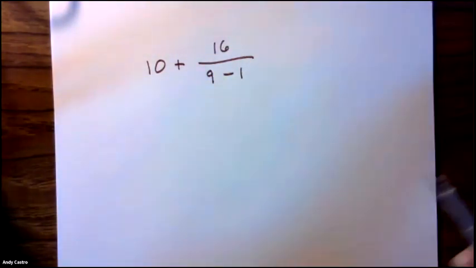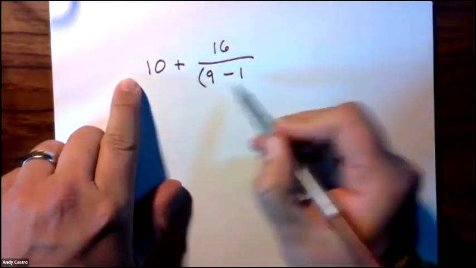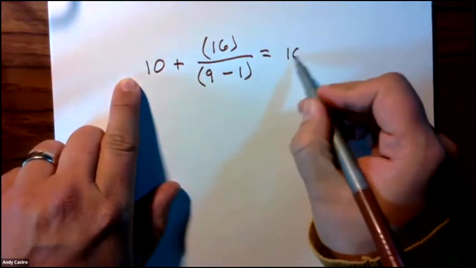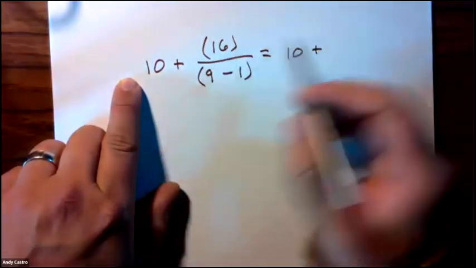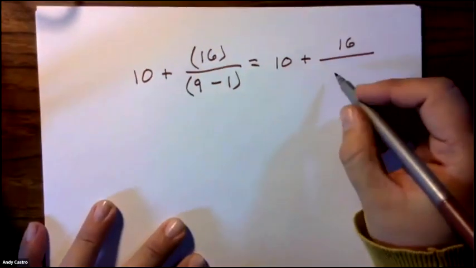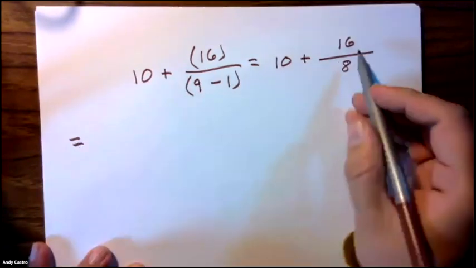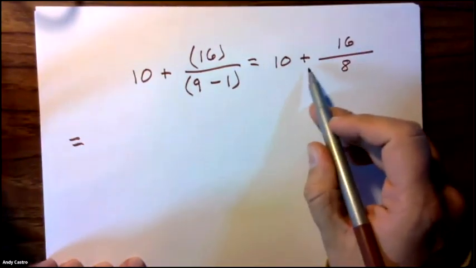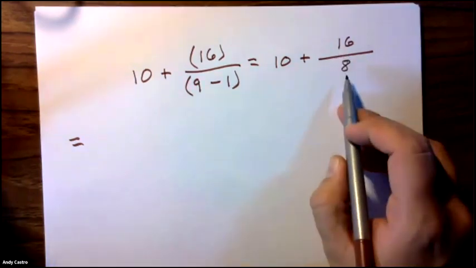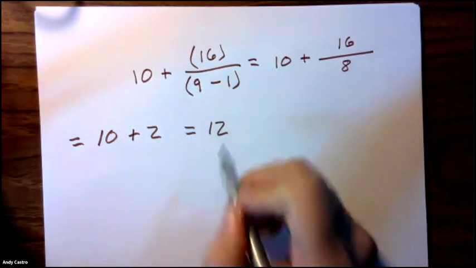All right. First thing we're going to do, this vinculum here is going to act as parentheses on the top and bottom. So we do parentheses first. So we'll have 10 plus. Since there's only one number in the numerator, we can drop those parentheses. So 9 minus 1 is the first thing that I do. That's 8. And then 16 divided by 8 will be next because I have addition and division. So this ends up being 10 plus 2. And that gives me 12.